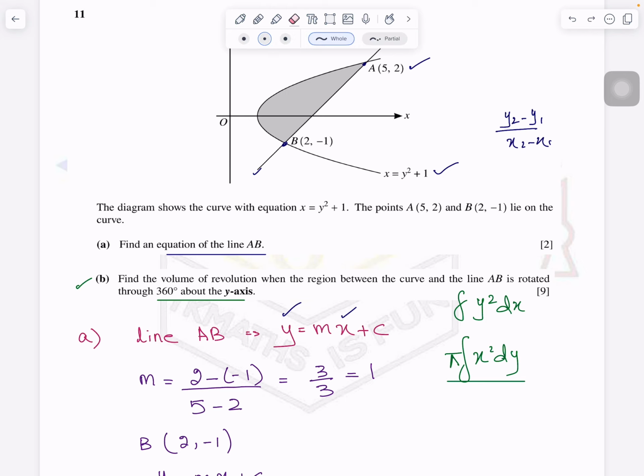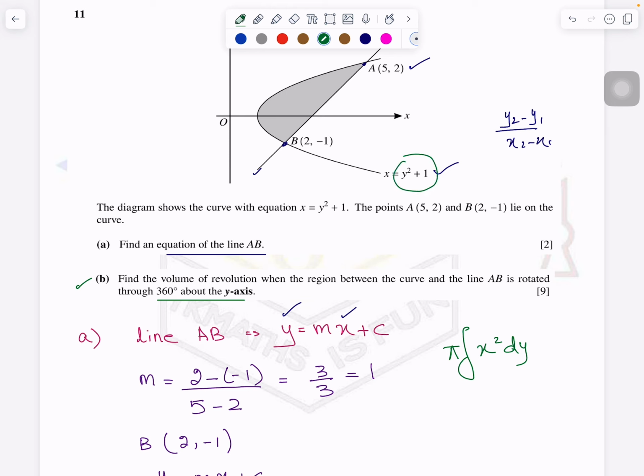Number 2 is, what will be the limit? You tell me first, then I will tell you the answer. It is x squared dy, so you will square this. The limits will be the y coordinates where the line and the curve intersect. So it is minus 1 to 2. The limits will be minus 1 to 2.